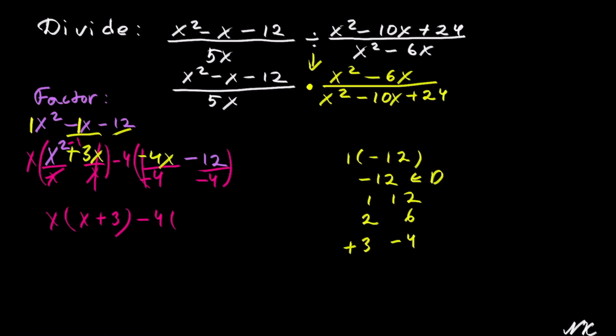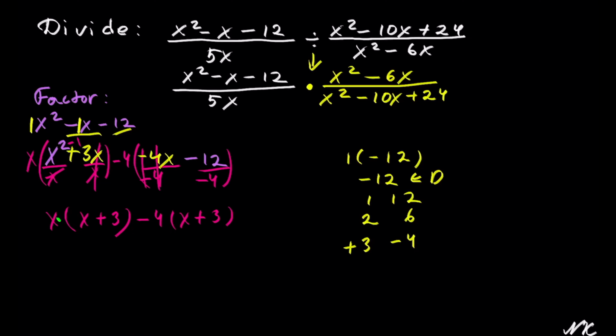Negative divided by negative cancels into positive. 4 divided by 4 gives us 1. So we just have 1x. Negative 12 divided by negative 4 gives us positive 3. So now we have x times (x plus 3), minus 4 times (x plus 3).